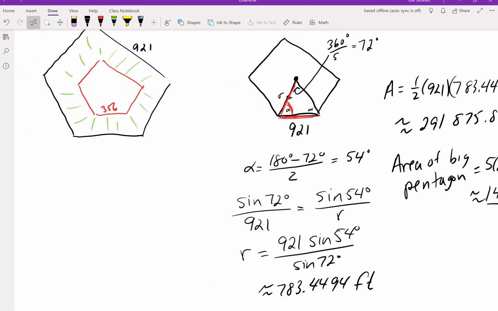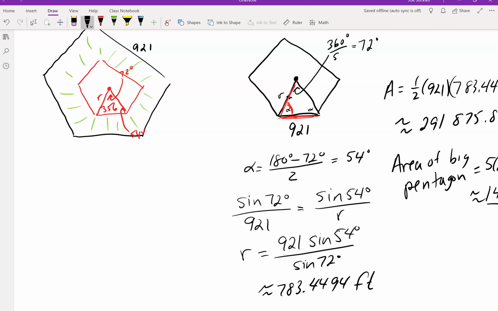But notice for this small one, I'm not going to draw a new picture. We still get the same computations. This is still going to be a 72-degree angle. This is still going to be a 54-degree angle. So the only thing that's going to change is what this little r is up here. It's going to be the same formula. We're just going to change one number in it.